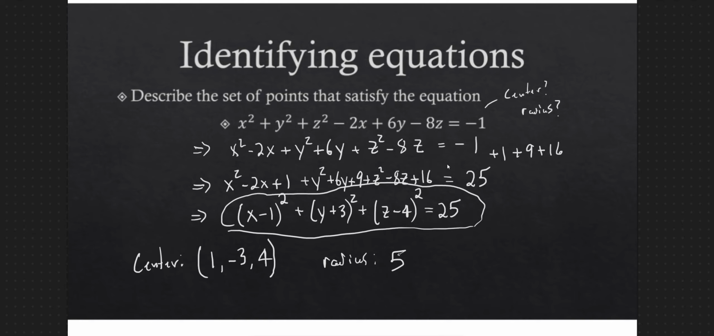Again, later on in the class, this is going to be taken to a next step. Given an equation that looks something like this, we'll have to be able to figure out, is this a sphere? Is this a plane? Is this an ellipse? Is this a hyperbolic paraboloid? We'll get to all these things later. Right now, we're just identifying spheres.